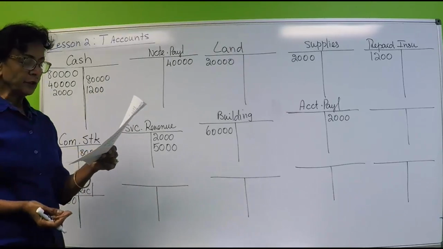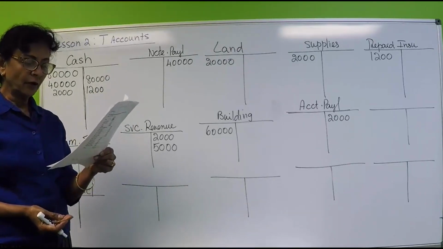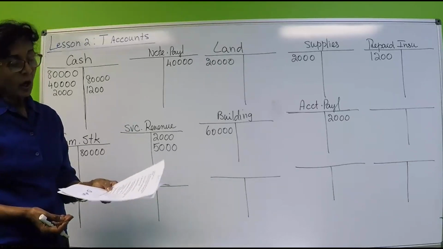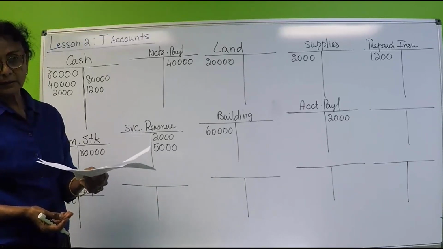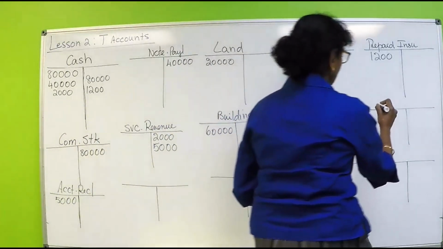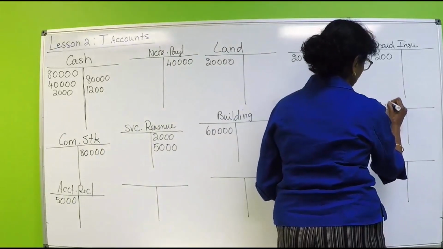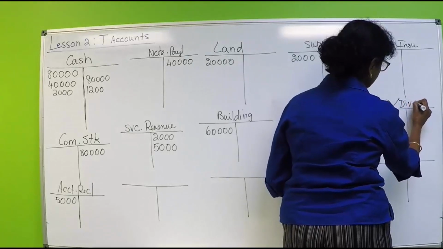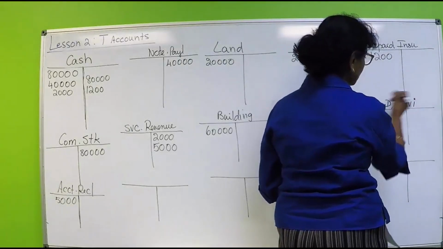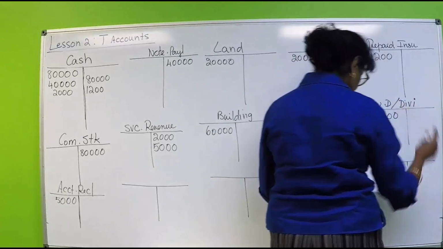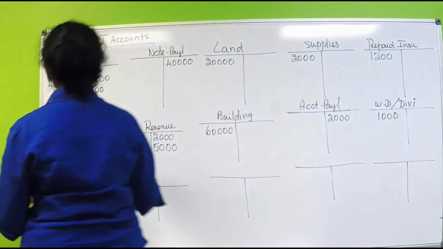Next one, they withdrew $1,000 for personal use. So this is either called withdrawals or you can call it dividends. So here you can put either withdrawals or dividends. So you debit withdrawals or dividends for 1,000 and you will credit cash for 1,000.